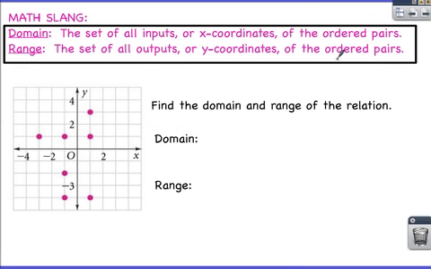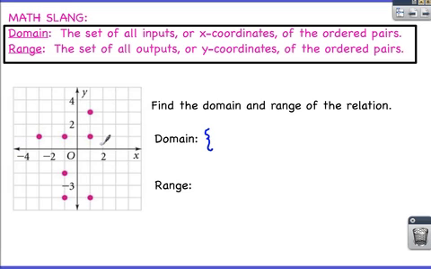The domain is the set of all the inputs, or x-coordinates, of the ordered pairs. The range is the set of all the outputs, or y-coordinates, of the ordered pairs. Find the domain and range of this relation. Well, when we write our domain and range, we are going to write them in these braces. We also write the numbers from least to greatest, and if there are any repeats, we simply write the number once. Now the domain is the set of all the x-coordinates of the ordered pairs.